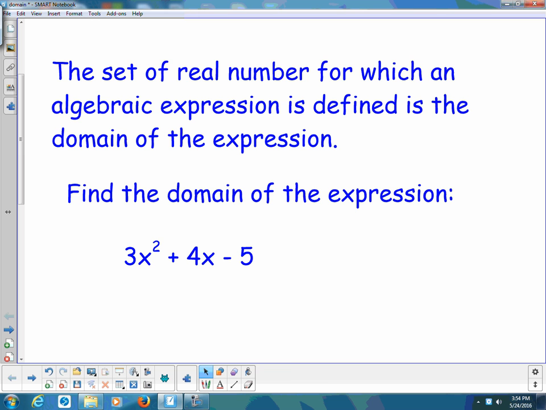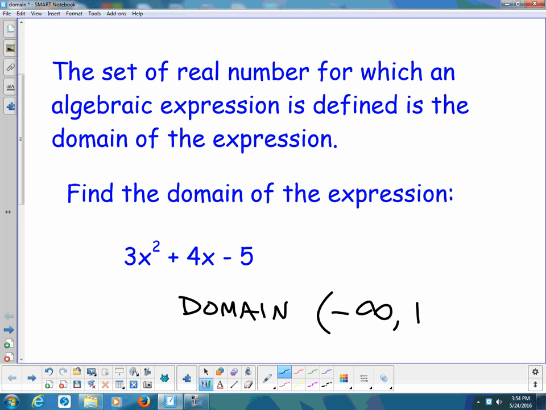Well, this is a polynomial expression, and that means you can plug in any number you want for x, and there won't be any problem. It will always be defined. It will never be imaginary. It will never be undefined. So we would say our domain here is from negative infinity to positive infinity. All right, this is called interval notation when we use parentheses and we show the infinity signs.